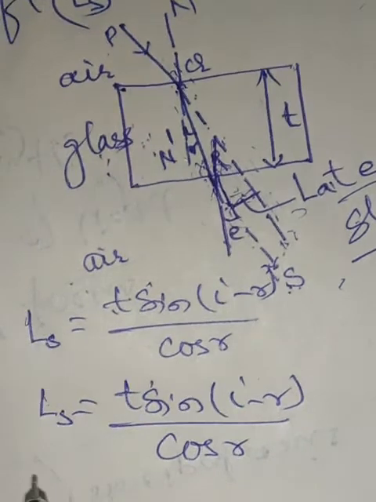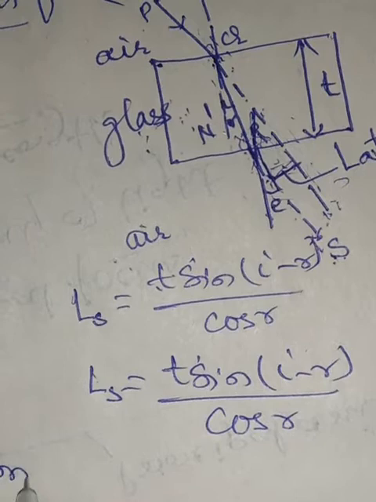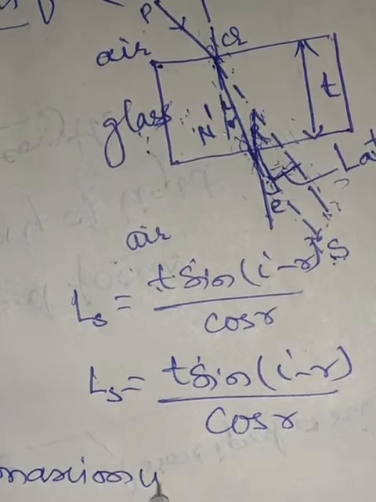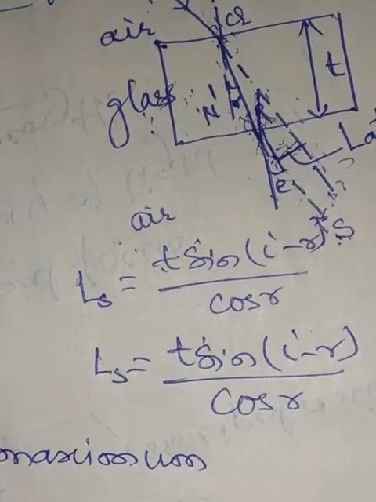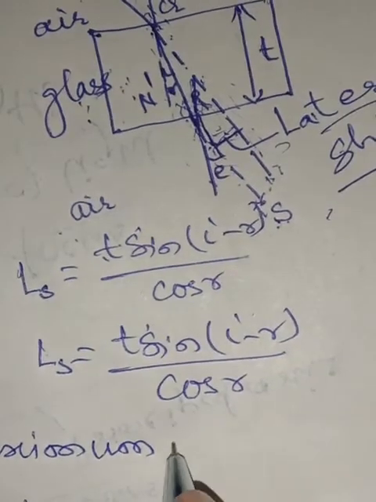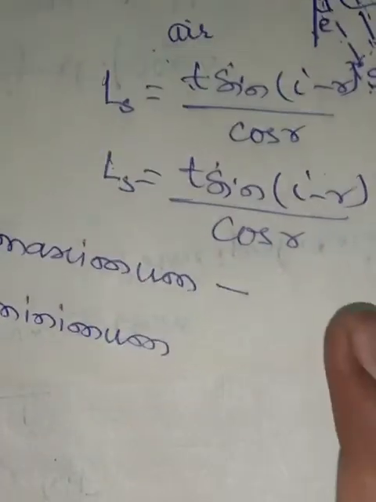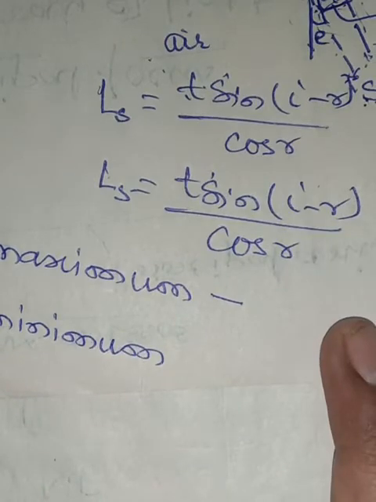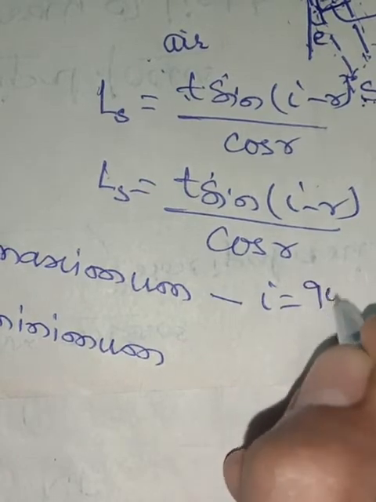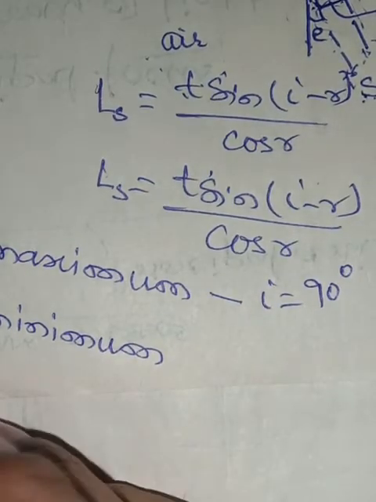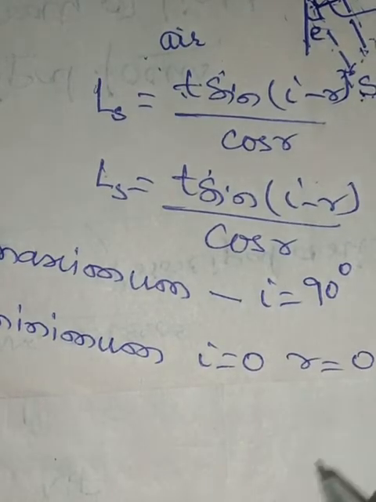Okay, lateral shift maximum कब होगा? Second thing, lateral shift minimum कब होगा? If we consider maximum, when the lateral shift is maximum, when theta, or we can say angle of incidence, is equal to 90 degree. Minimum कब होगा? When I is equal to 0 and R is also equal to 0.